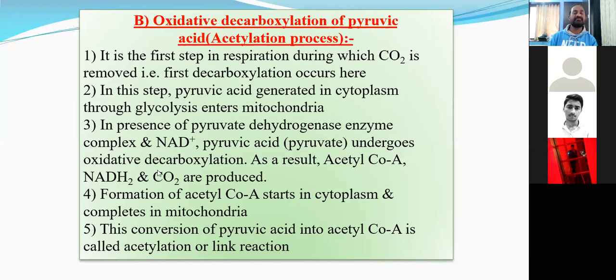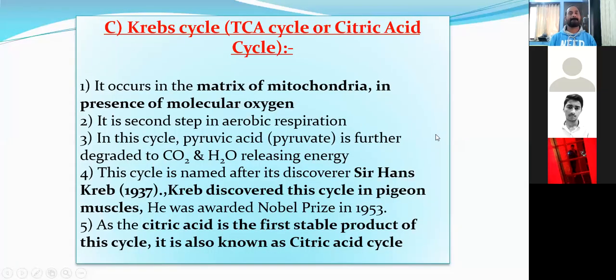Now you remember the first part was glycolysis. Yes, it is the third step. Step 1, glycolysis. Step 2, acetylation. And then the third step will be the Krebs cycle. More correctly, it is called the TCA cycle, tricarboxylic acid cycle, or even the citric acid cycle.